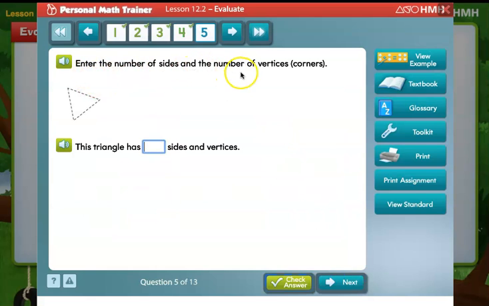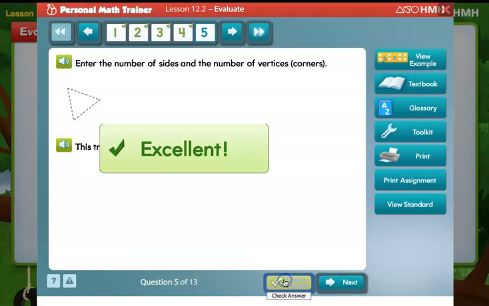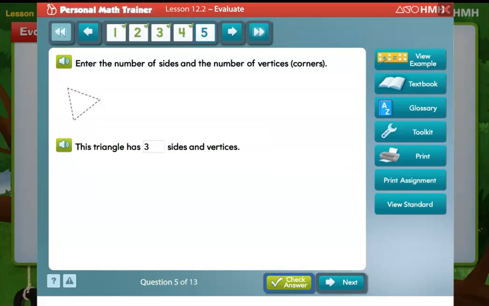Enter the number of sides and the number of vertices or corners. The triangle has how many sides and vertices? 1, 2, 3. 1, 2, 3. So it is 3. Excellent! Good job. All right, now we're going to complete our workbook for today.